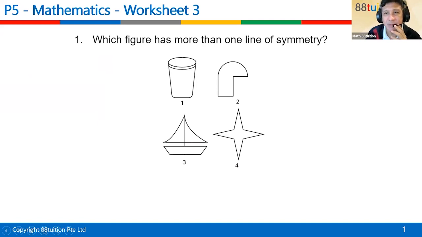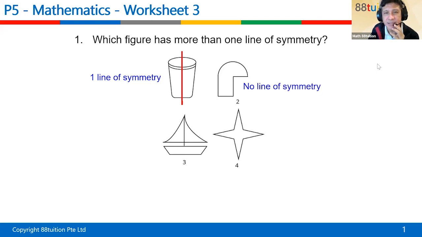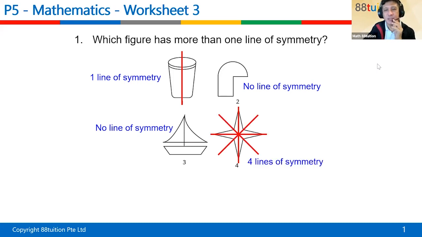Okay, Giselle. Number 4. Well done, Giselle. So basically, out of the 4 shapes, the first shape has only one line of symmetry. The second shape doesn't have. The third shape also doesn't have. The fourth shape, wow, so many lines. 4 lines of symmetry. So the answer should be number 4. Good job.